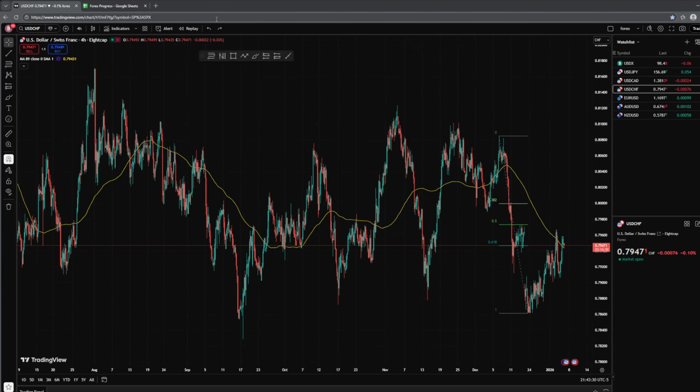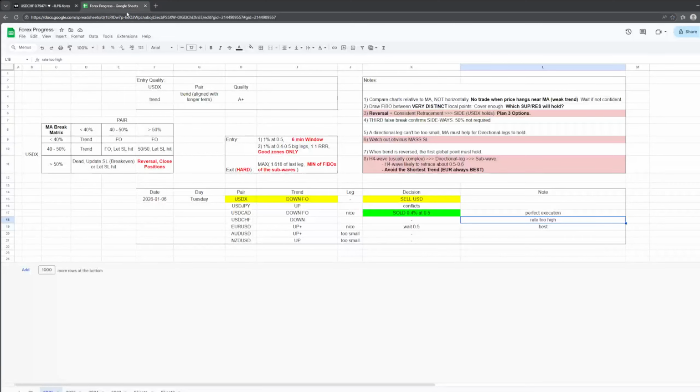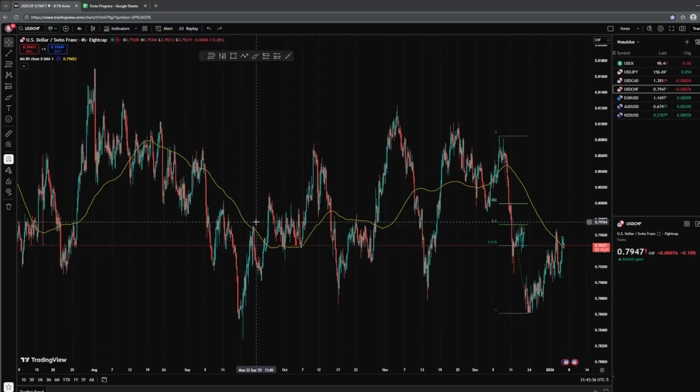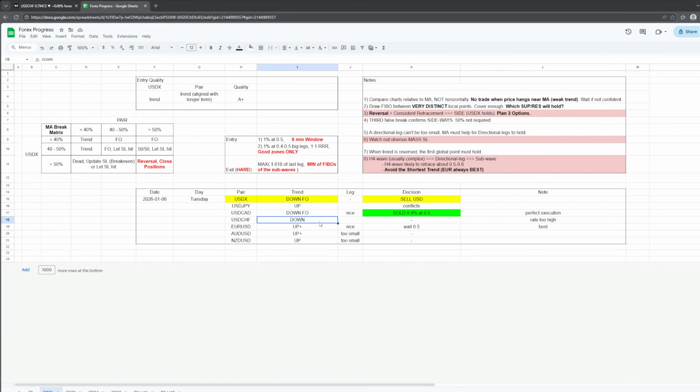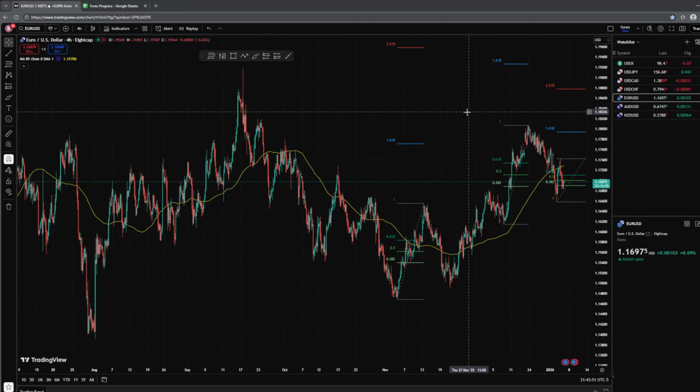Okay, so let's write it down. USD Swiss franc trend is down, but I'm not trading because the swap rate is too high. Okay, next Euro USD.